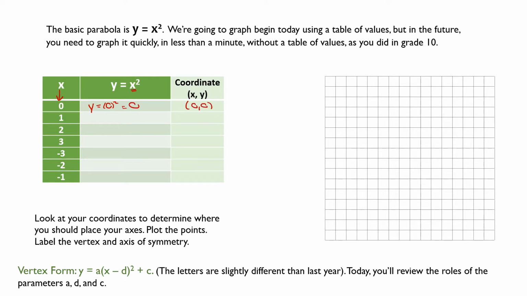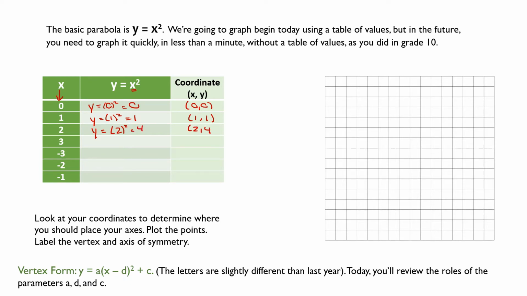What about when I sub in a 1? 1 squared is 1. So I have the coordinate 1, 1. And 2, so you can do all this in your head really quickly. I'm just doing the table. You should never use a table of values for this. I'm just refreshing you with the table of values. That's all we're doing here. The coordinate is 2, 4.